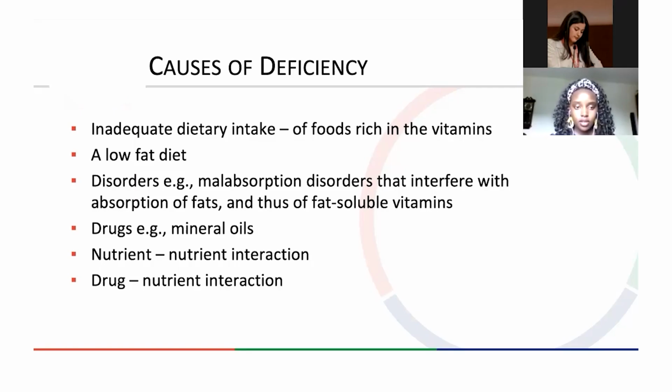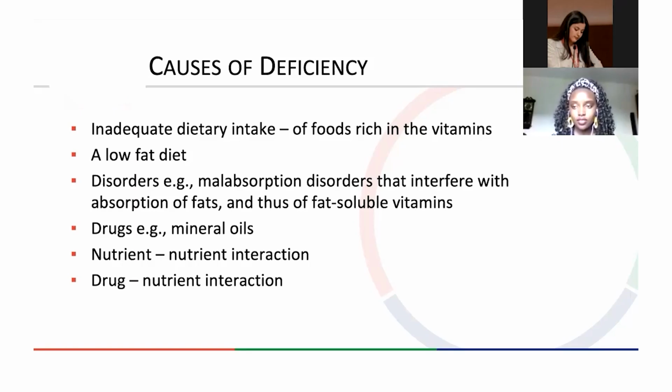And the other could be disorders, for example, the malabsorption disorders, which interfere with how the minerals and the vitamins are absorbed by the body. We also have drugs like mineral oils, which also prevent the optimal absorption of vitamins or minerals. At times, we also have nutrient to nutrient interaction. For example, you could have calcium and iron, and the body has a higher affinity for one of the nutrients, so it tends to absorb one nutrient more than the other.